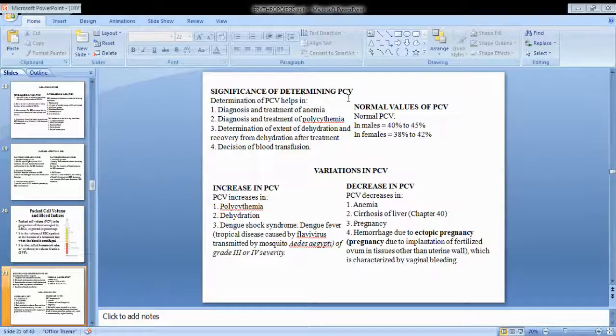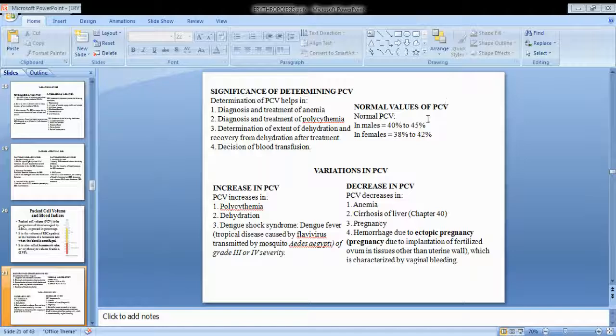Next, why is PCV important? The PCV helps in the diagnosis of anemia, the treatment and diagnosis of polycythemia, the extent of dehydration and recovery from dehydration, and the decision of blood transfusion. PCV is very important. It is a very small test, but it is very valuable. So PCV increases during polycythemia. Polycythemia is an increase in RBC. Dehydration, so decreased volume, increases the number of cells. Dengue shock. So all this will lead to an increase in the PCV.